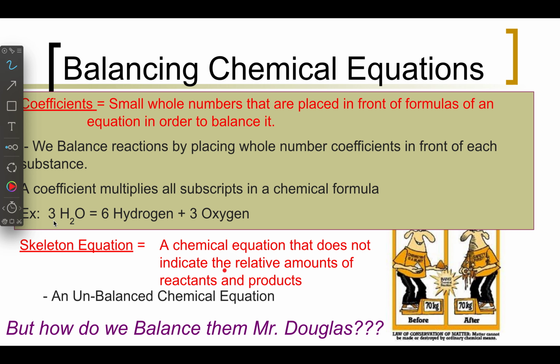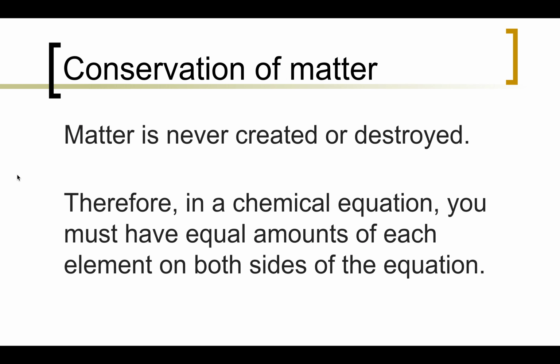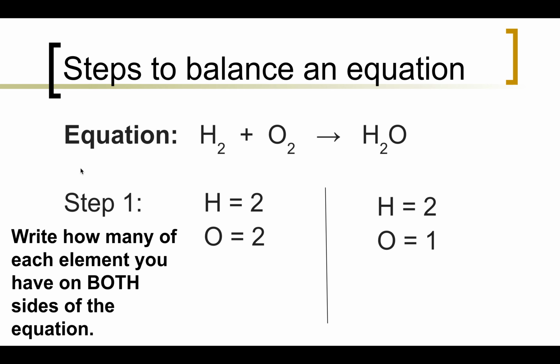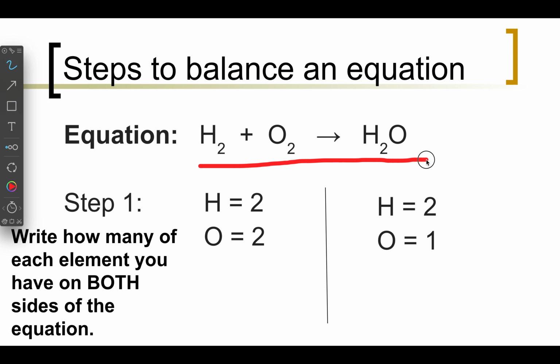So we are going to now practice balancing an equation. I know it's a little bit confusing, but hopefully with practice, we'll get a sense of how to do this. I'm going to walk you through the steps. So here we have our equation: H2 plus O2 equals H2O. So hydrogen plus oxygen equals water.